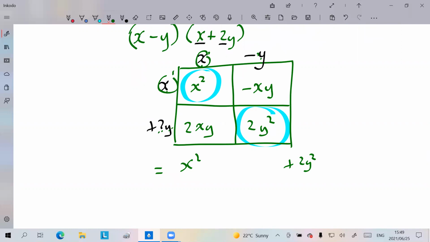Okay, if you're wondering, it doesn't matter the order. I can put the 2y squared here. That's fine. You don't need to put it like that. As a math teacher, I'm used to doing that, but you don't have to. It's still correct if you put it like this.